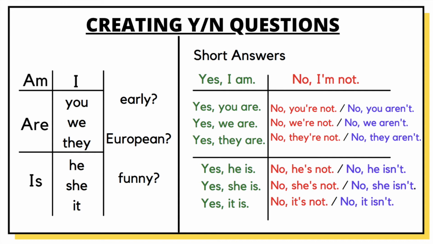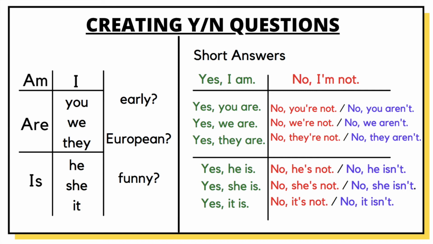Now, how do we create yes or no questions? It's pretty straightforward. We simply take our be verb and our subject and flip them. So instead of having subject followed by be verb, we have our be verb followed by our subject. Some examples are, am I early? And a possible answer could be, yes you are, or no you aren't.